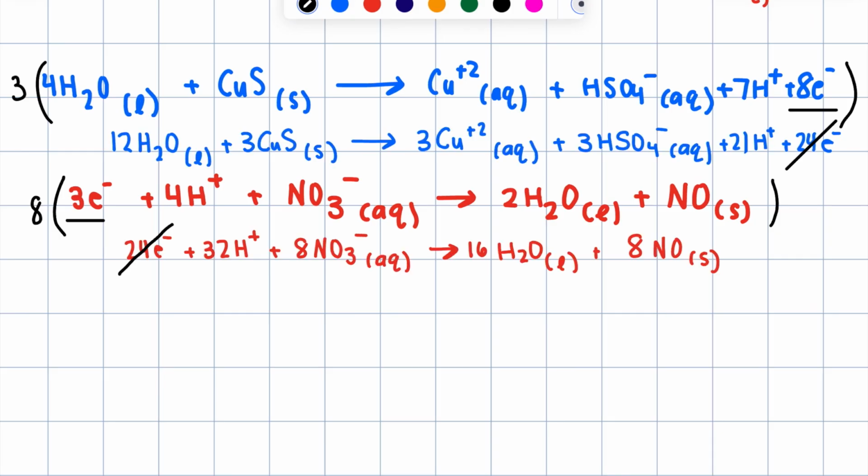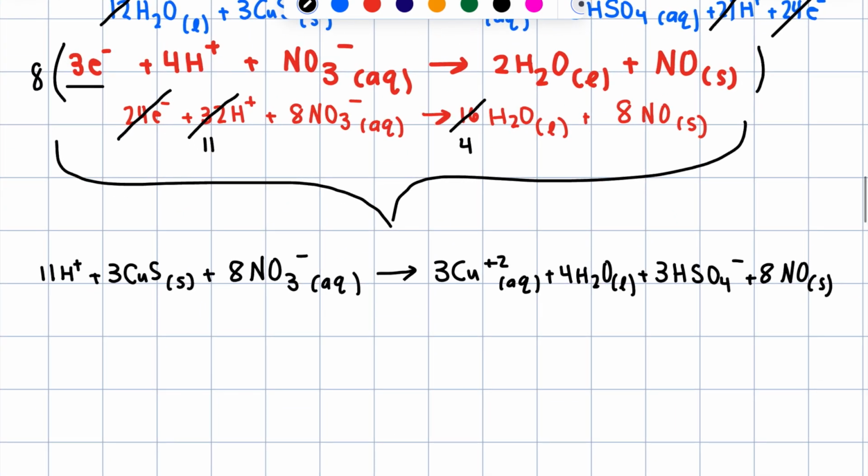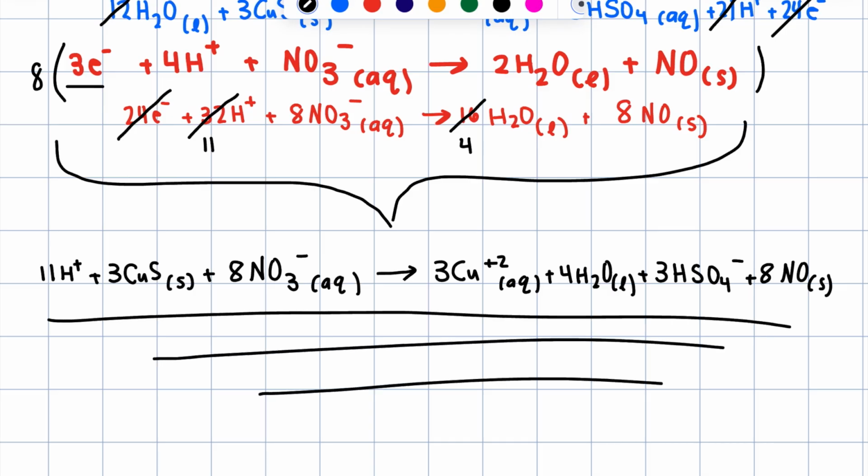With the two balanced half reactions, we can now look to see if anything cancels out. We see that the electrons cancel each other out since both quantities are present in the same amount on the reactant and product side. The water will be simplified down to 4 waters present on the product side, and the hydrogens will simplify down to 11 hydrogens present on the reactant side. Now that we canceled atoms and simplified everything, we can write out the fully balanced reaction. The balanced reaction is 11 hydrogens plus 3 copper sulfides plus 8 nitrates will react to form 3 copper 2 ions plus 4 waters plus 3 hydrogen sulfates and 8 nitric oxides.